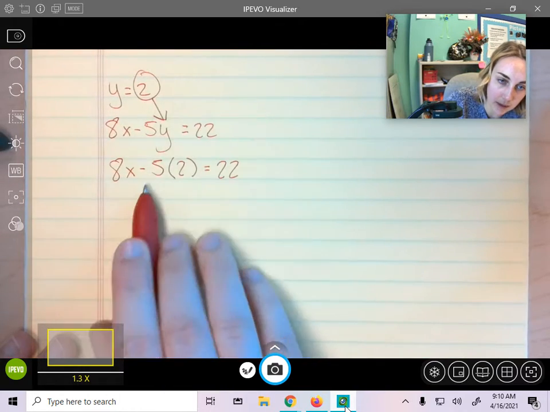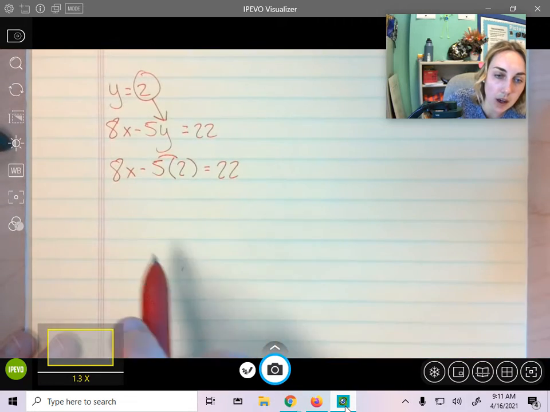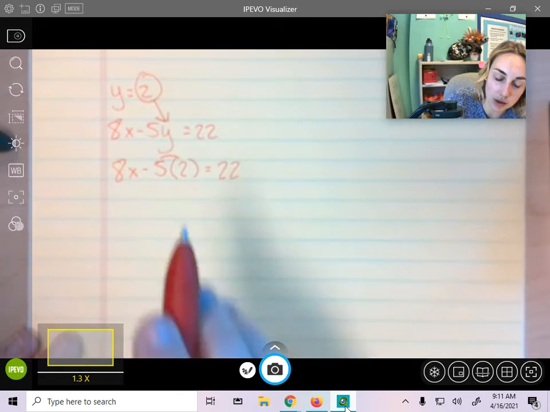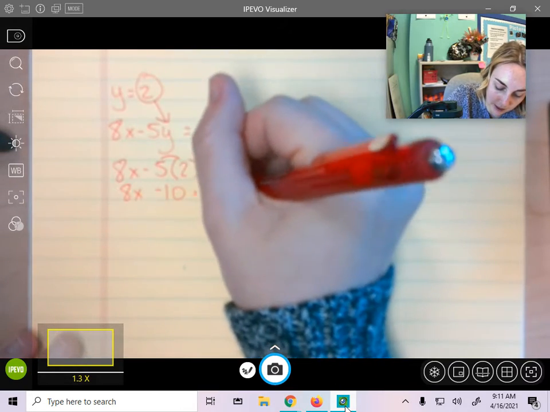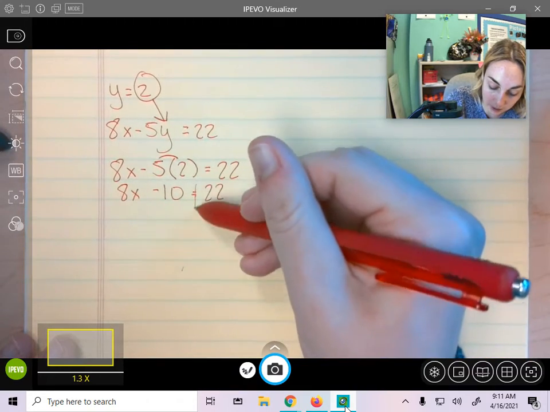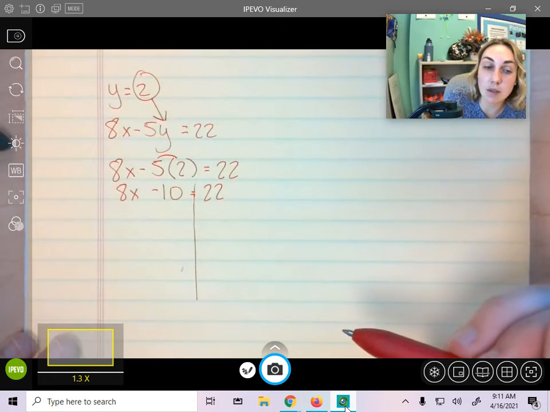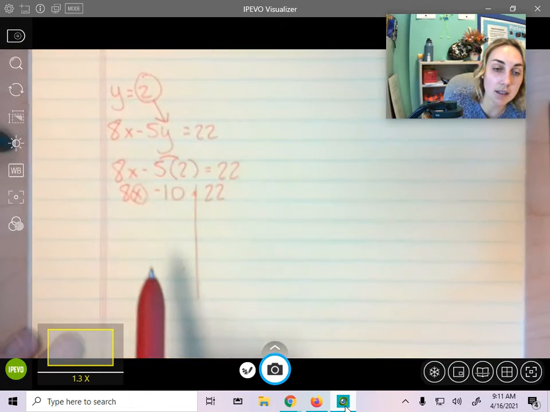So we're going to take the operation in front of it, so it's going to be negative 5 multiplied by 2. Well, negative 5 multiplied by 2 is going to give me negative 10. I'll bring down my 8x, and I'll bring down that is equal to 22. Now, I have a 2-step equation where I need to get rid of my constant first, and then I need to get rid of the number next to the variable.